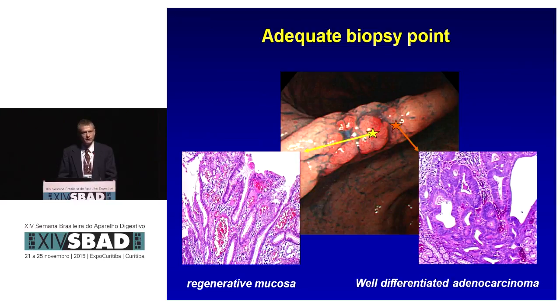Another point that I want to make is that once you find the lesion, you have to biopsy it, and you need to biopsy at the right spot. This is an example where a biopsy was obtained at the raised nodular area, right there, and just showed regenerative mucosa, but once the biopsy was obtained into the depressed area, it actually showed a well-differentiated adenocarcinoma. So you need to obtain adequate biopsies and biopsy the raised portion of the lesion, but also the depressed portion of the lesion.